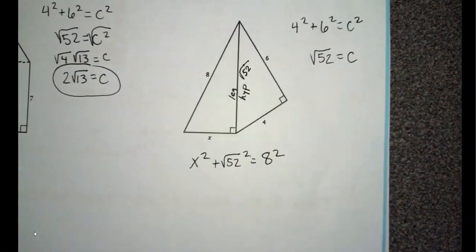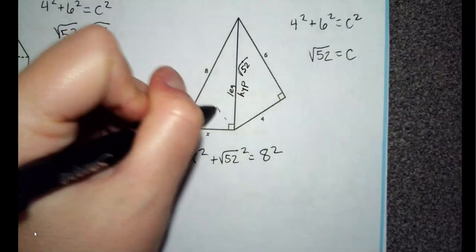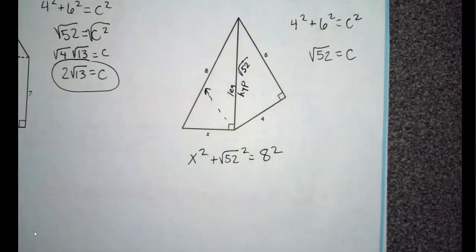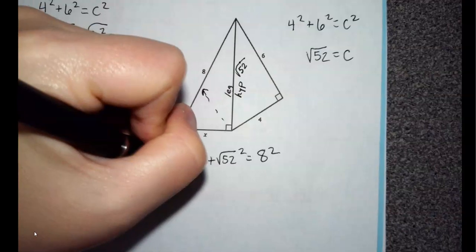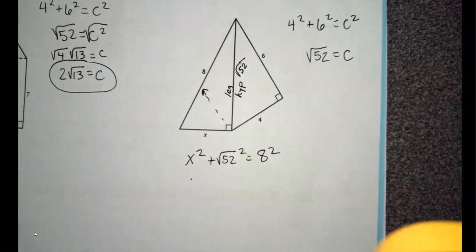And then x squared plus square root of 52 squared equals 8 squared. How did I know where to plug these things in? 8 is the hypotenuse. X and square root of 52 are the legs.